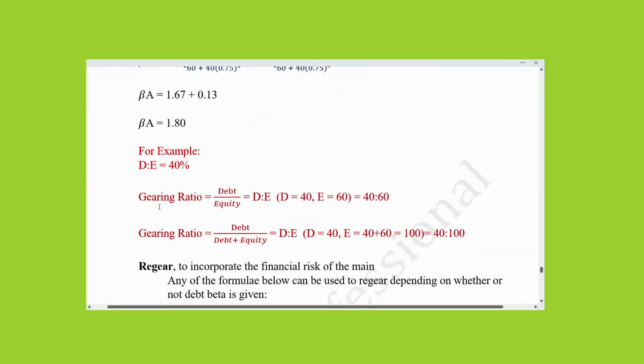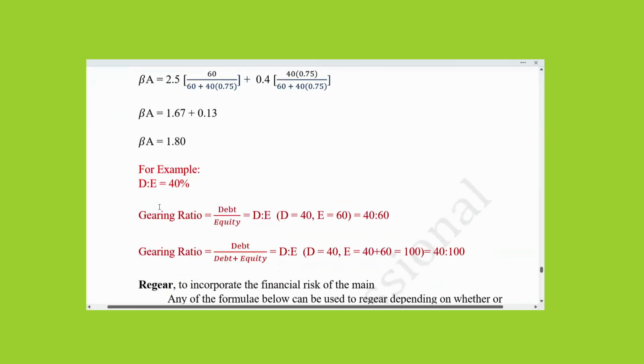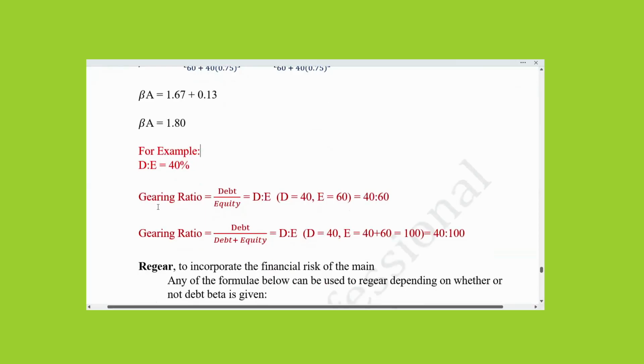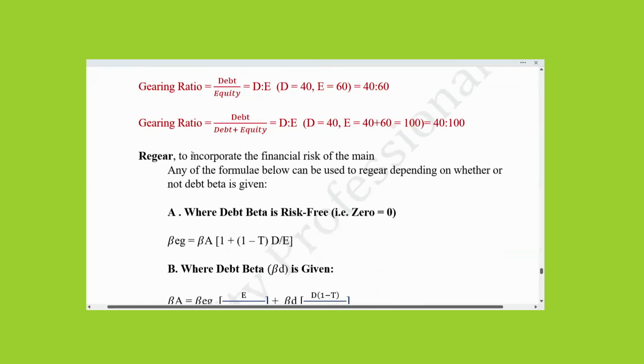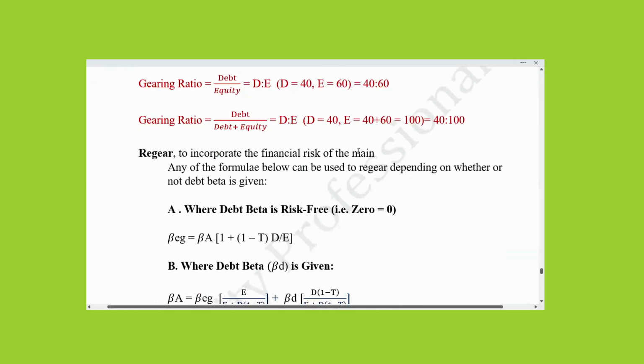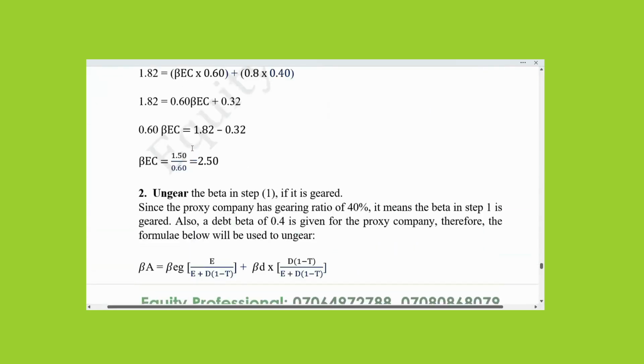Okay. So step 3 says we should regear to incorporate the financial risk of Telemundo. So to do this, I will go back to the question and check what I'm given.